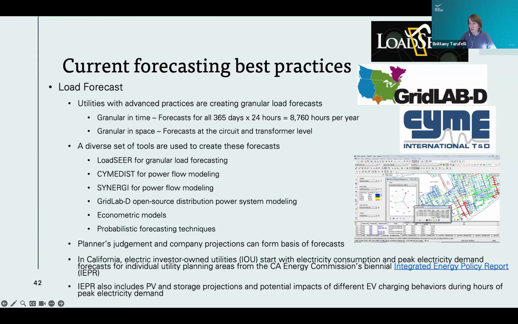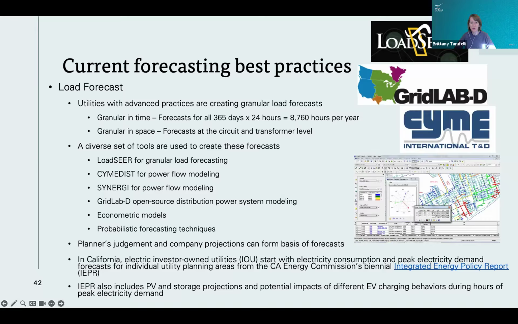I also wanted to share some of the tools that these more advanced utilities are using. They include LoadSeer for more granular load forecasting. SIMDIST and Synergy are some of the more advanced power flow modeling tools that can be used for evaluations, but they can also be used for forecasting. GridLab-D is a lab-developed tool for open source power flow simulation. And there are also econometric models and probabilistic forecasting methods, as Allison described earlier today, that can also be used.